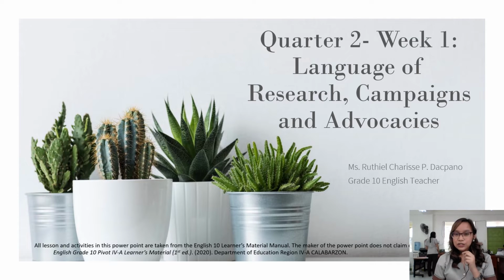So our lesson for today, for those who were not able to attend the Google Meet yesterday, I'm going to recall what we had yesterday. So quarter two, week one, we're going to study the language of research, campaigns, and advocacies. Why is there a need to understand campaigns and advocacies? What is the relation of these to research?